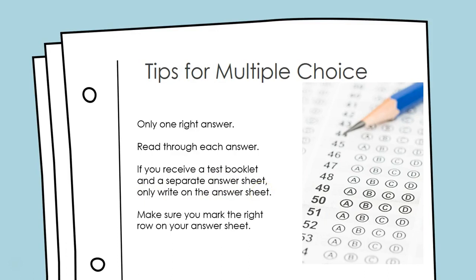And make sure you mark the right row on your answer sheet. As you can see in this example, this test has more than 50 multiple choice questions, so make sure that when you're reading question number 50 in your test booklet, you then go and answer question number 50 on your multiple choice sheet, because if you accidentally skip a line and answer question 49, it will be wrong, and then every question after that will be wrong. So that is very important. Good. This is multiple choice.